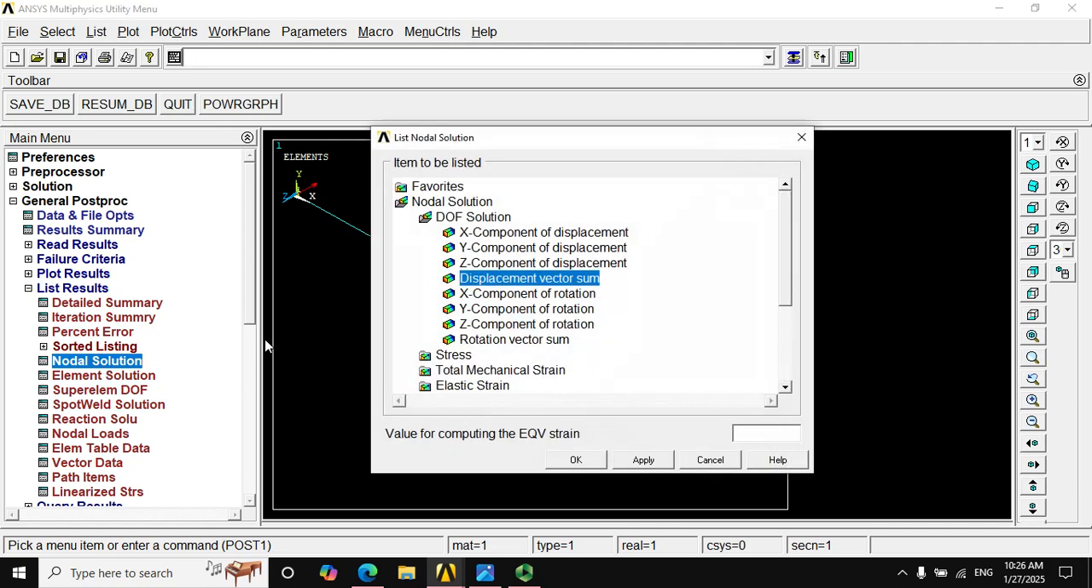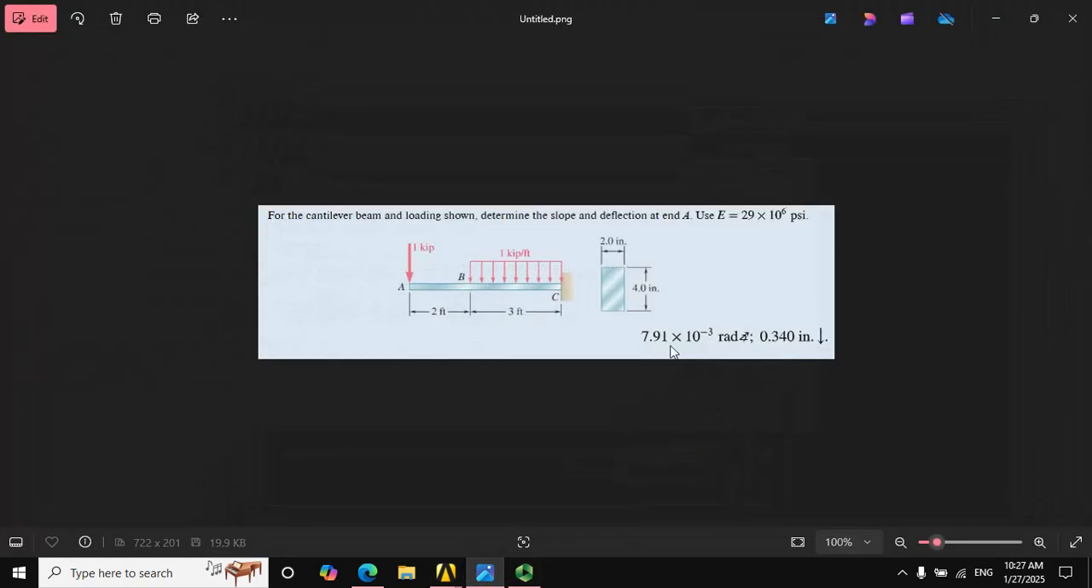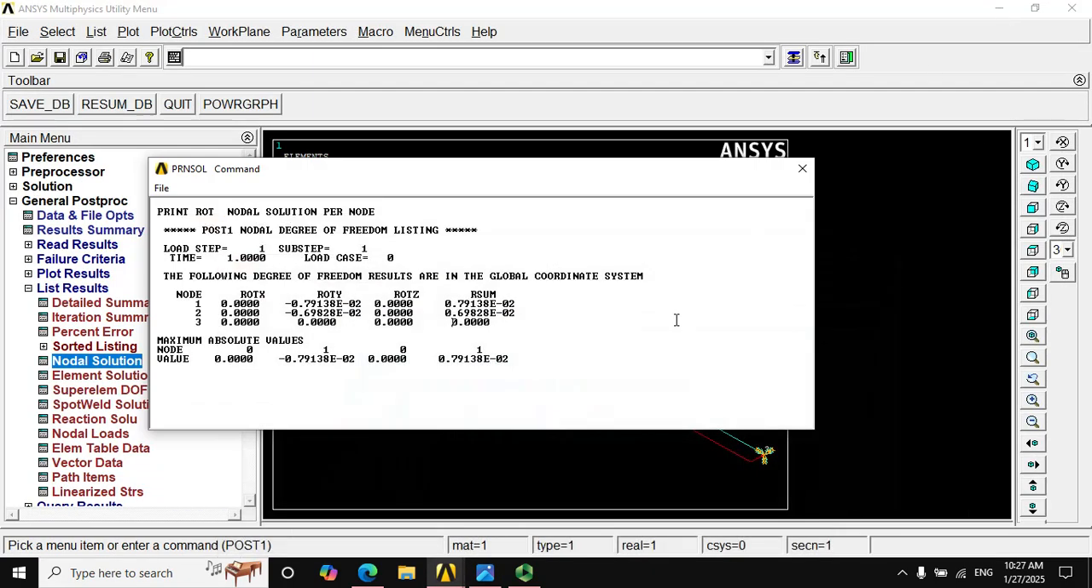And then for the slope, you have to come here, rotation, vector summation, and look at the slope at the end. Again, looking at the magnitude, it is 0.79 times 10 to the negative 2. That is matching our solution here, because you see 7.91 times 10 to the negative 3. So the results are matching. That's a good thing.